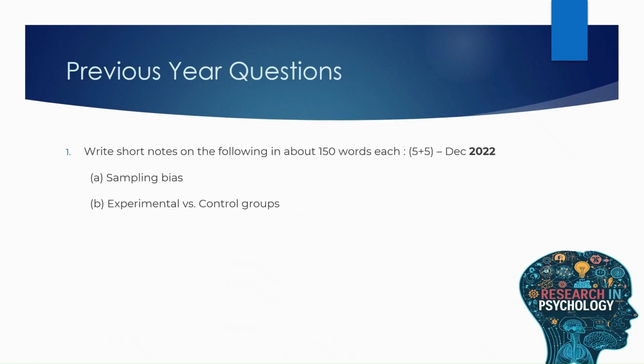There have not been many previous year questions from here. So basically I could find one from December 2022. This is a part question, 515. So here you had to write short notes on the following in about 150 words each. First was sampling bias and second is experimental versus control groups, right? So yeah, that was all for this. And yeah, I hope you understood all of this.